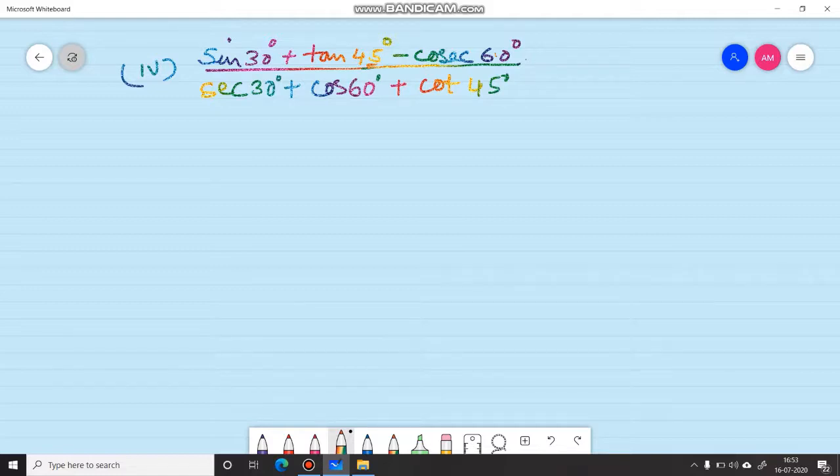Sin 30 degree plus tan 45 degree minus cosec 60 degree divided by sec 30 degree plus cos 60 degree plus cot 45 degree. How will you proceed here? Again, let me tell you, children, the calculation part is not very difficult. The only mistake children always make is that they put the wrong values for the given trigonometric ratios. So let us see how you can put it.